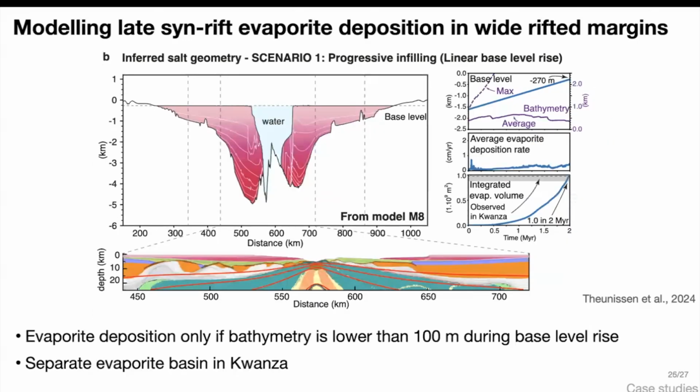If we use the same rate in Kwanza, we also see that in 2 million years, we reach exactly the same elevation, minus 270 meters. And it also reproduces the integrated evaporite volume in this system. The only assumption in this scenario is that the evaporites only form in shallow water, lower than 100 meters. But with these scenarios, we can explain the base level evolution, and we can explain the anti-correlation between evaporite volume and sediment thickness, and it doesn't require any thermal anomaly to be explained.